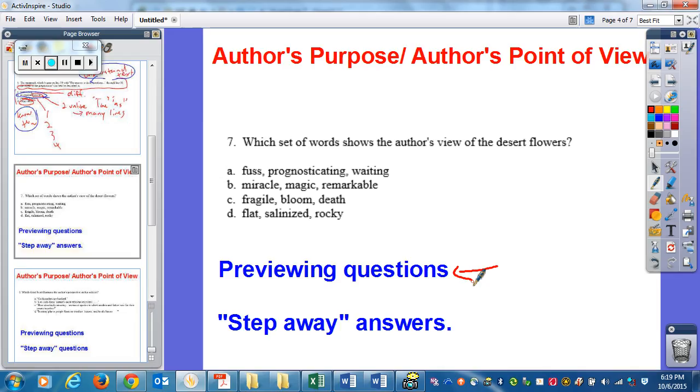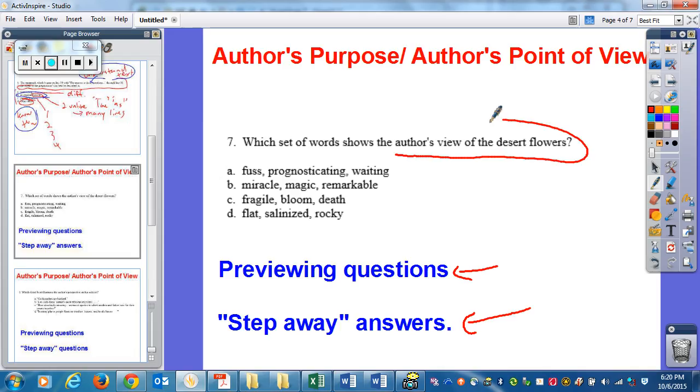But on the other hand, we also have to use a technique that I call step away, because if you try to look for the answer directly in the text, you're not going to find it. So one of the things I like to look at in each question is to determine whether it's a specific area that I need to look at or if it's a step away answer. The first question that we're going to look at is author's view of desert flowers.